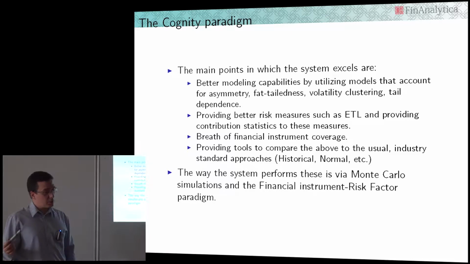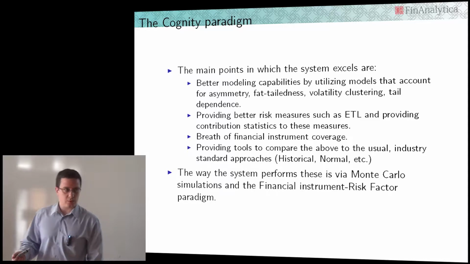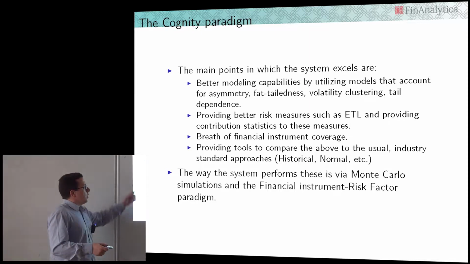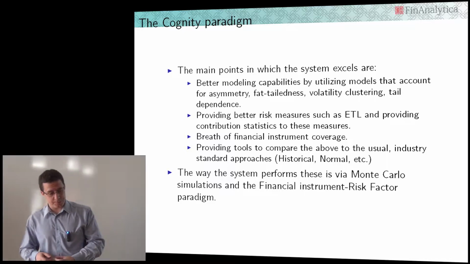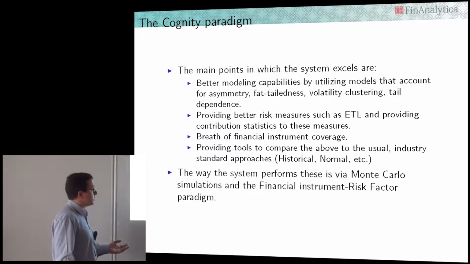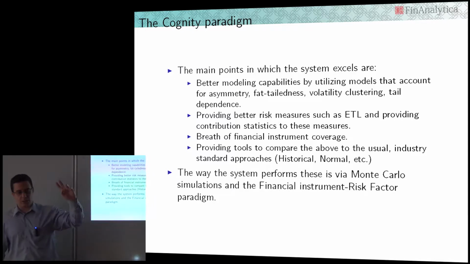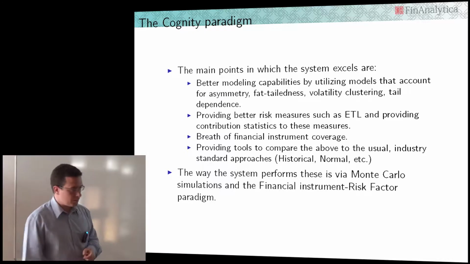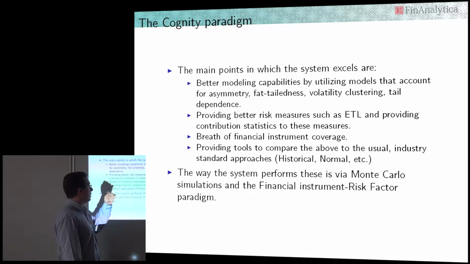Part of the reason, not the whole reason, but part of the reason for that crisis was that. And afterwards people caught up with that and understood that the Gaussian was not a good choice for that modeling, and you need better models. So that's a big point of the system, providing better models. We also provide better risk statistics, such as the ETL. We discussed that last time, and the contribution statistics we'll get to in a while.